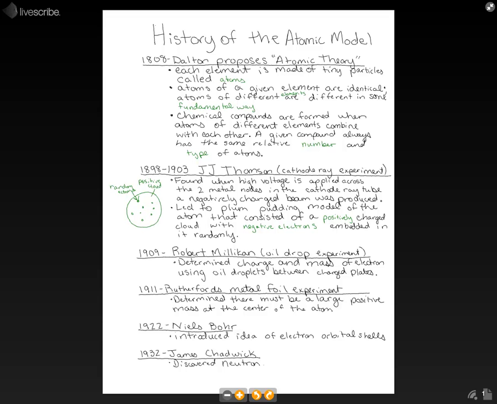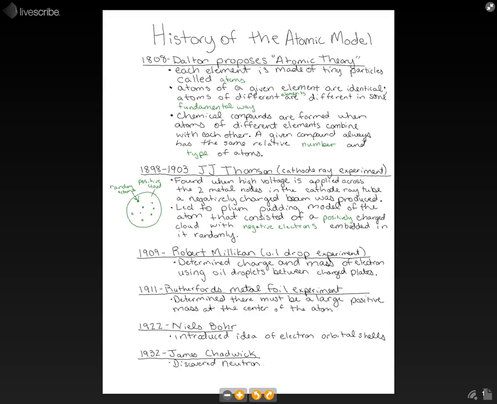Okay, so moving on, in 1909, Robert Millikan did his oil drop experiment. And in this experiment he used charged oil drops and sprayed them through a hole between two charged plates and watched how they fell. And from this, he determined the charge and mass of the electron.